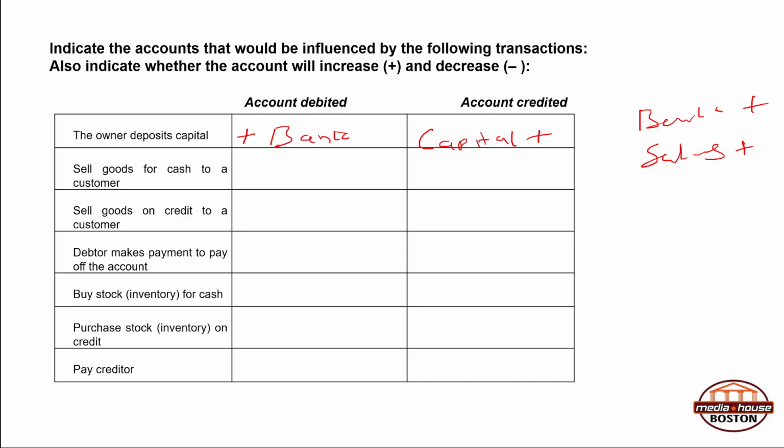So the bank is classified as an asset, and since it's an asset and it's increasing, therefore the bank will increase on the debit side. So this means that we're going to have plus, and then we're going to have bank, which is going to be debited. Over here, the sales is an owner's equity account, and therefore it increases on the credit side. So therefore, we are going to say plus sales on the credit side, showing that the account is credited.